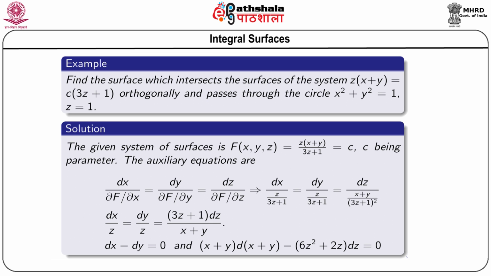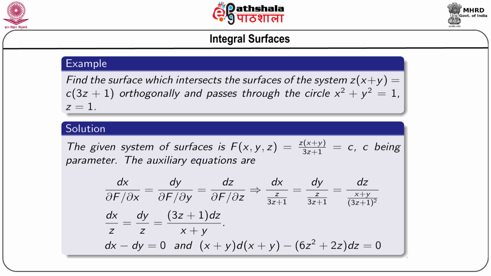So, let us first find the system of orthogonal surfaces. The given system of surfaces can be written in the form f(x, y, z). If we divide the left hand side by 3z + 1, we obtain f(x, y, z) = z(x + y)/(3z + 1) = c, where c is the parameter. If we vary the parameter c, we get a system of surfaces. Now, the auxiliary equation for the orthogonal system of surfaces is dx/(∂f/∂x) = dy/(∂f/∂y) = dz/(∂f/∂z).